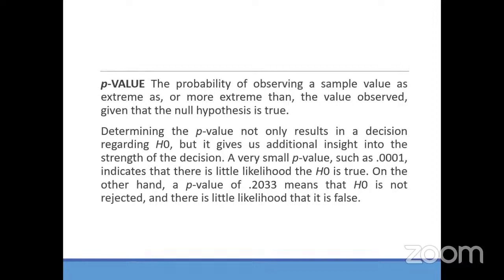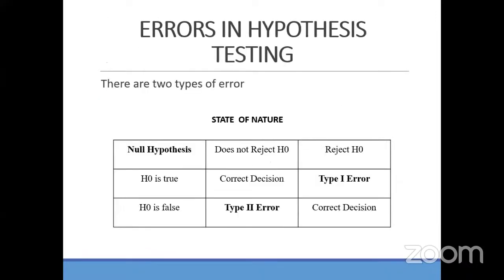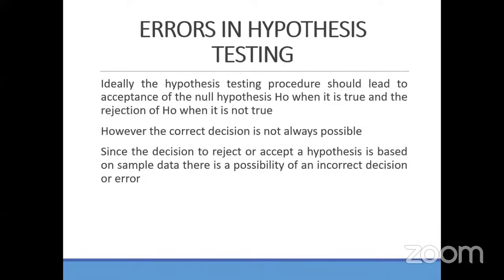And if not, then we have to reject the null hypothesis, right? So the three approaches are: one is the critical value approach, another is the confidence interval approach, and the third is the p-value approach. Now, as I mentioned, we are dependent on a sample, right?